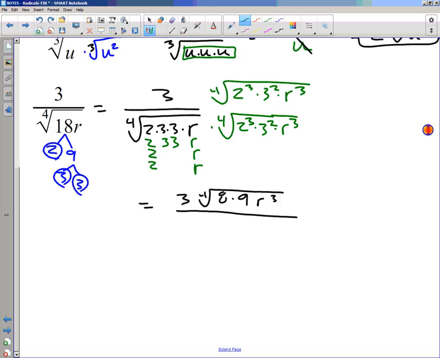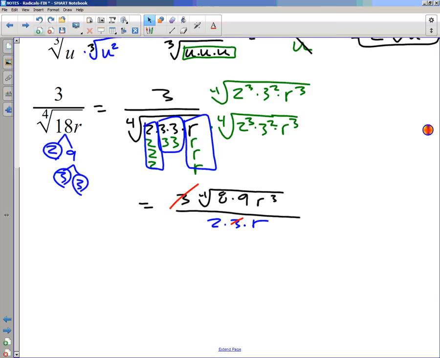And on the bottom, if we brought all that stuff in addition to everything that we had to begin with, we should have a group of 2s, a group of 3s, and a group of r's that we can pull out in front. So 2 times 3 times r coming out the front there. All right, let's see if we can simplify anything. We do have a 3 on the top and on the bottom, both outside of a radical. We can simplify those. And that should be it. That 8 and that 9, I already know what that looks like if it's broken down. It's definitely not enough to pull any groups of 4 out.